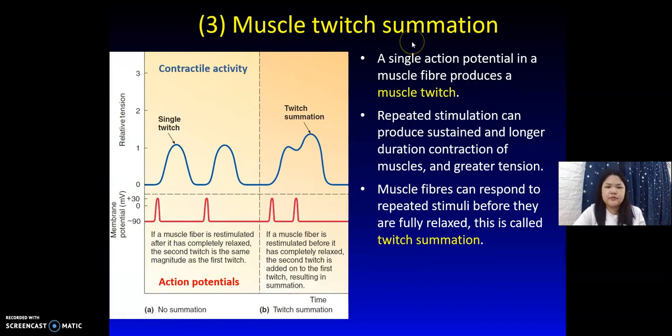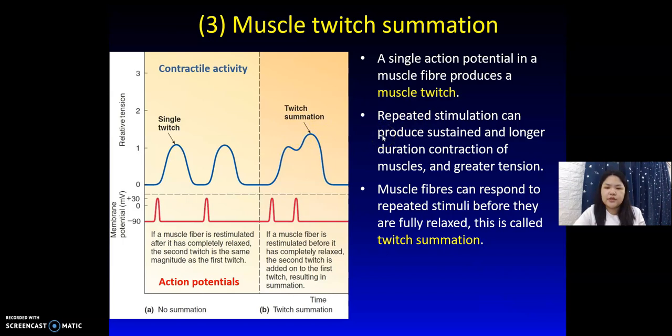Muscle twitch summation. A single action potential in the muscle fiber produces a muscle twitch. As you can see, the stimulus comes in as an action potential with a single twitch. Muscle contracts, muscle relaxes. Another stimulus comes in, another twitch. In the twitch summation here, after a single stimulus the muscle begins to contract, and before it is fully relaxed, another stimulus comes in. Thus, the twitches summate.